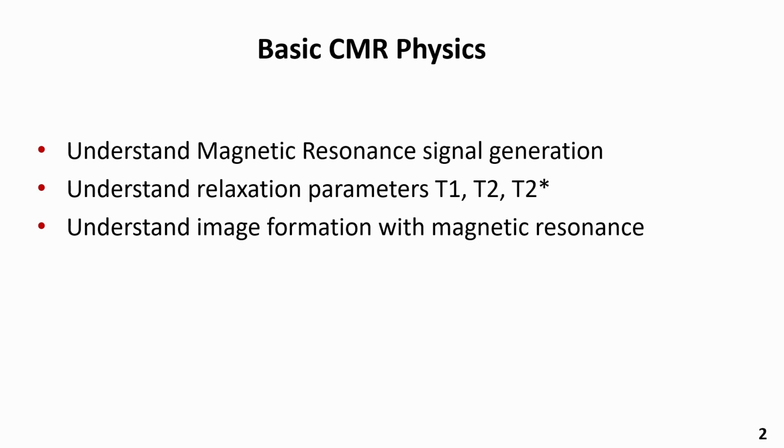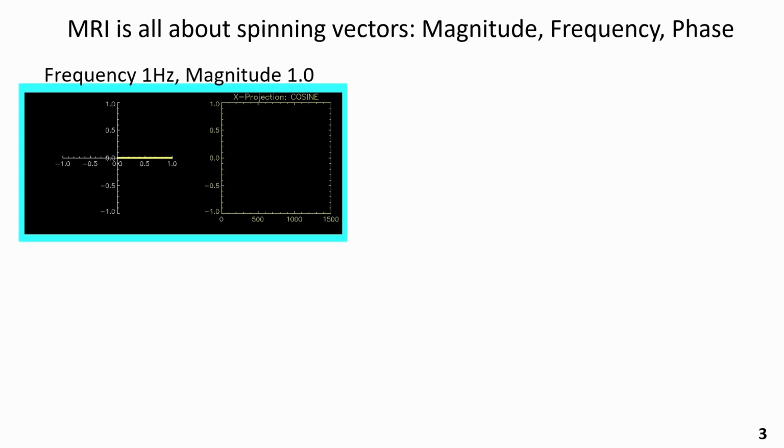But before we get started, let's make sure that we speak the same language. MRI is all about spinning vectors, so it is important to know about the properties of a spinning vector. In the blue box, you see a vector that has a magnitude of 1. In other words, its length is 1. The vector is spinning at a frequency of 1 Hertz. In other words, it is completing 1 full circle every second. On the right, you see the vector's projection on the x-axis, which is an oscillation, a cosine function. On the y-axis, we would have a sinusoidal function, but it is not shown due to space limitations.